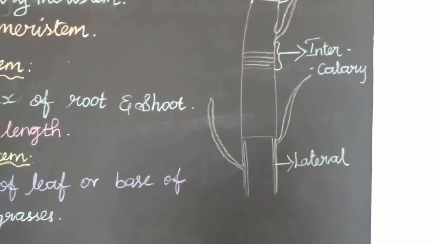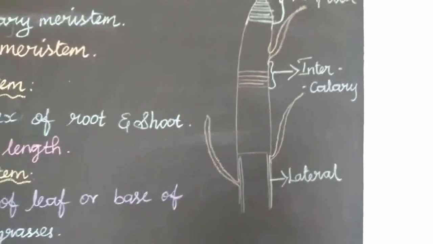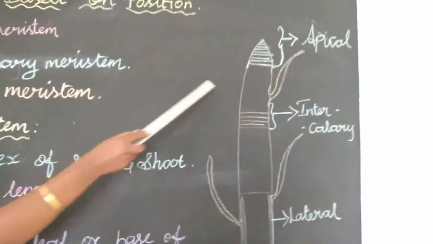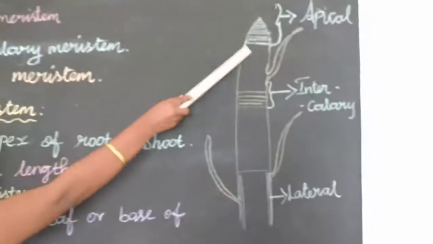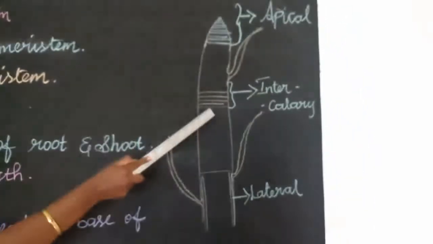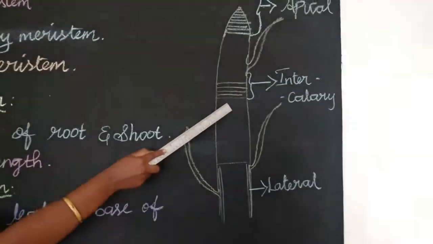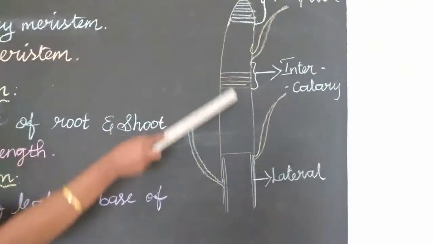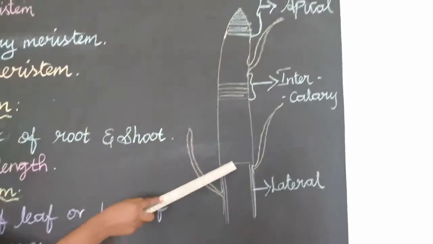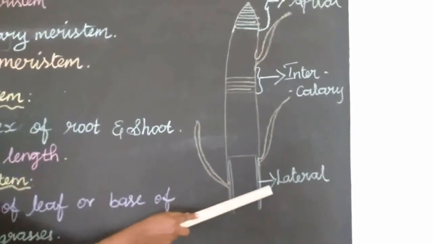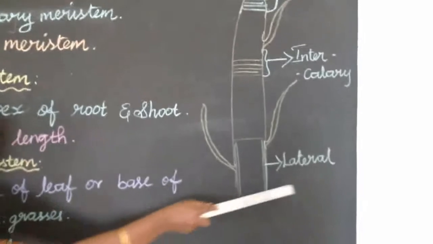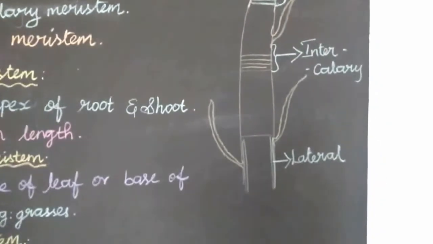So I will ask three questions in the next session. What is the function of apical meristem? Increase the length. What is the function of intercalary meristem? Increase the node and internodal region length. What is the function of the lateral meristem? Increase the thickness. Okay guys.